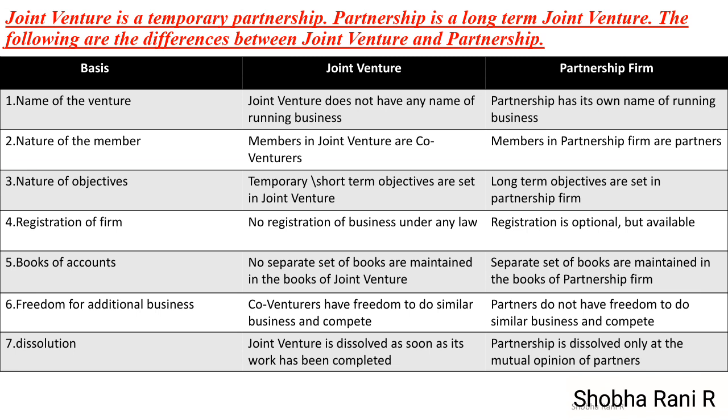Co-venturers have freedom to do similar business and compete, whereas partners do not have freedom to do similar business and compete. Joint venture is dissolved as soon as its work has been completed. Partnership firm is dissolved only at the mutual opinion of partners.